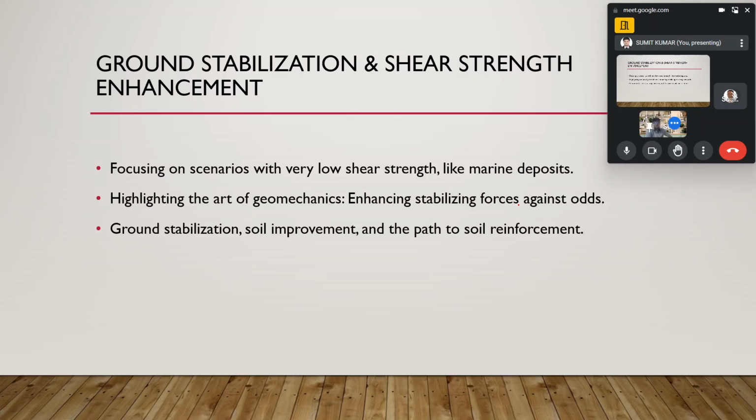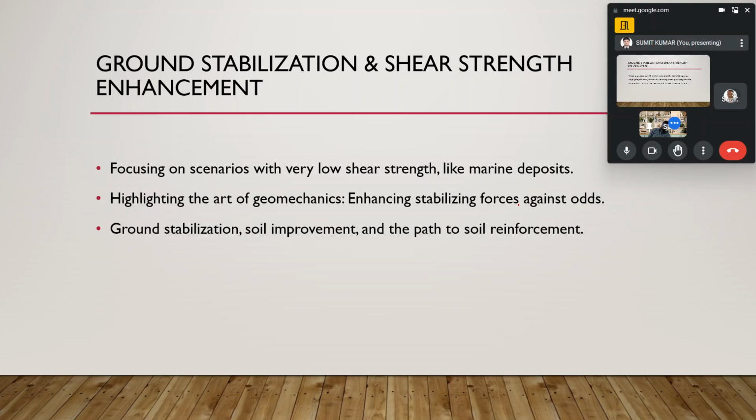Now, when we talk about ground stabilization and shear strength enhancement, we are focusing on scenarios with very low strength, like marine deposits. They highlight the art of geotechnics in enhancing stabilizing forces against the odds. Ground stabilization, soil improvement, and soil reinforcement are some of the aspects.